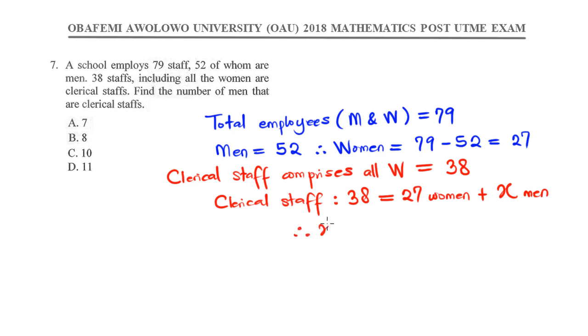So that means that our X will be given as 38 minus 27. And 38 minus 27 is 11. So we have 11 men employed as clerical staff. That's option D.